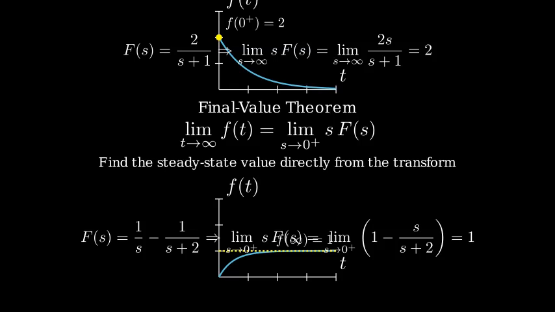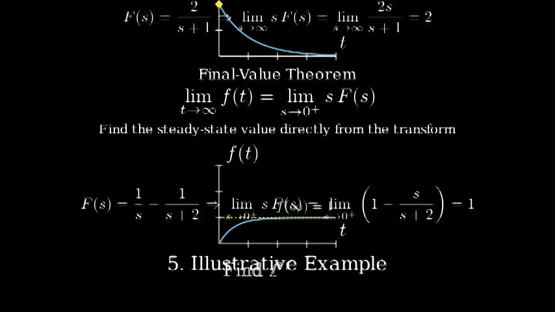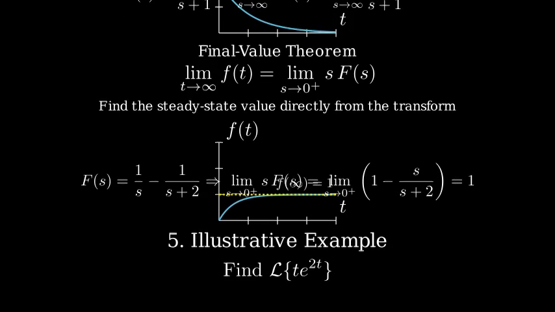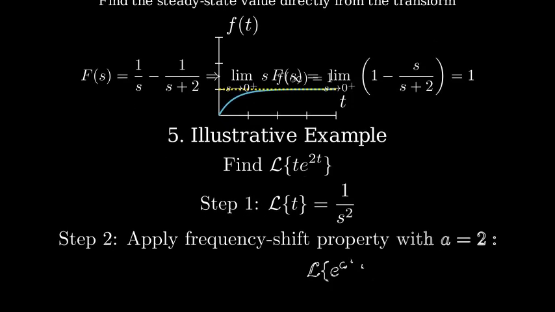Finally, let's work through an illustrative example to see how to apply the properties we've learned. Let's find the Laplace transform of t times e^(2t). Step 1. We know that the Laplace transform of t is 1 over s squared. Step 2. Now we apply the frequency shift property with a equals 2.